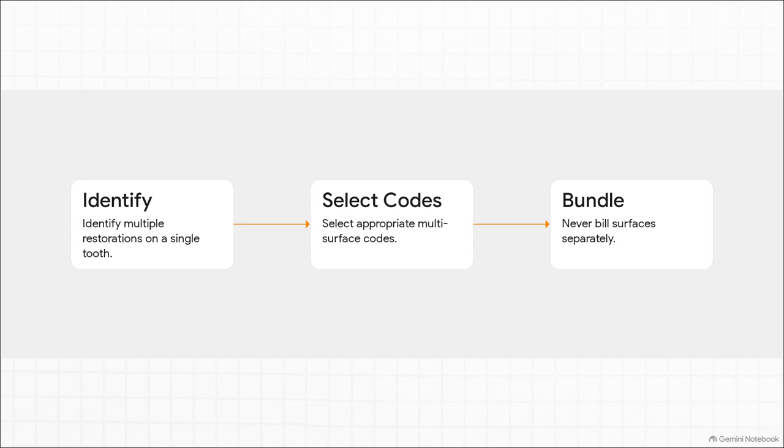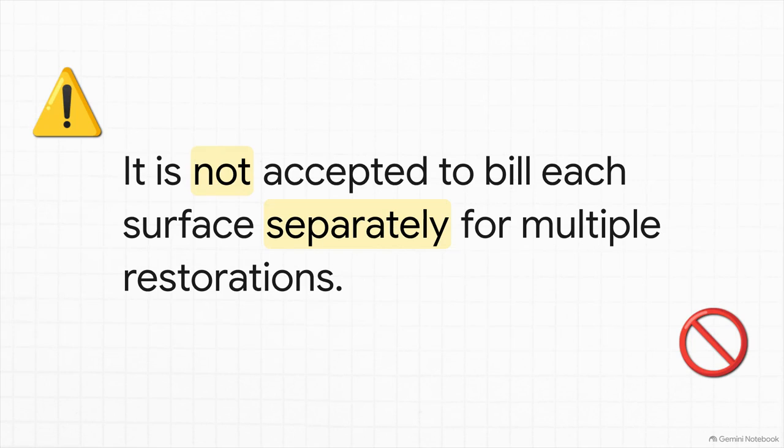For example, the CDT codes range from one surface to two surfaces to three surfaces, all the way up to four or more surfaces, like an MOD, a mesial occlusal distal filling. The surface count dictates the final code choice and therefore the reimbursement rate. And Step 3, never bill these surfaces separately. Which brings us to a massive compliance alert.